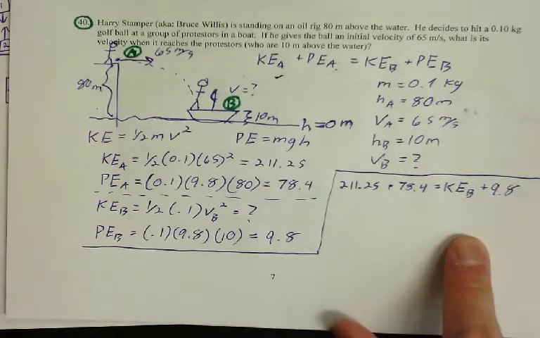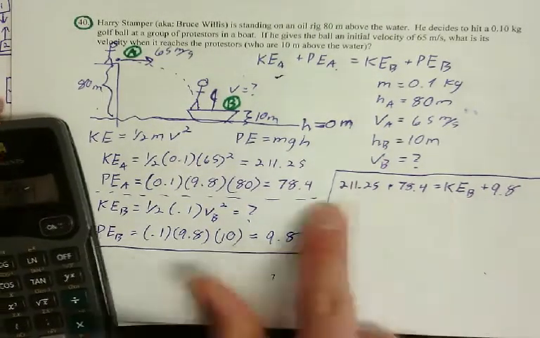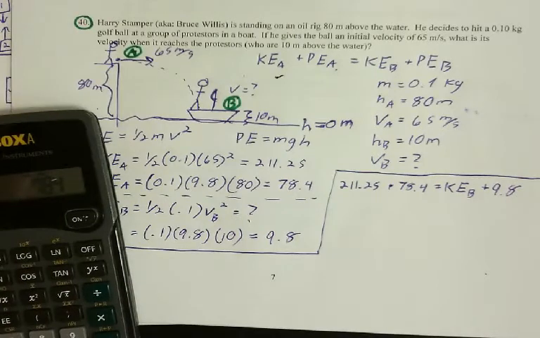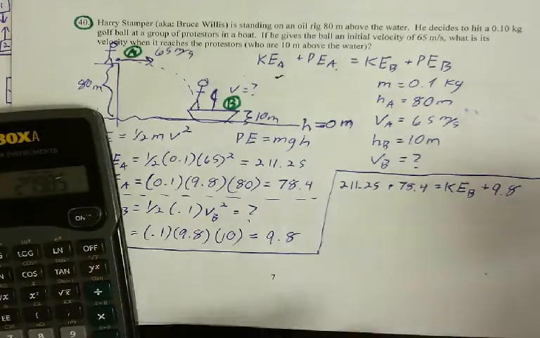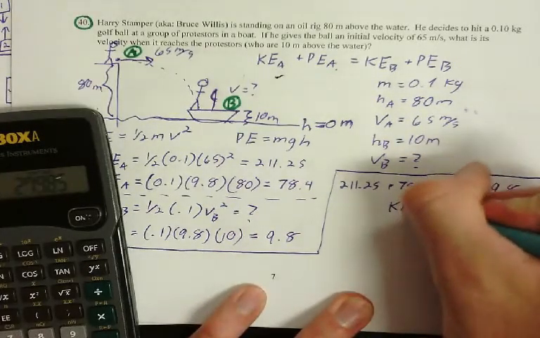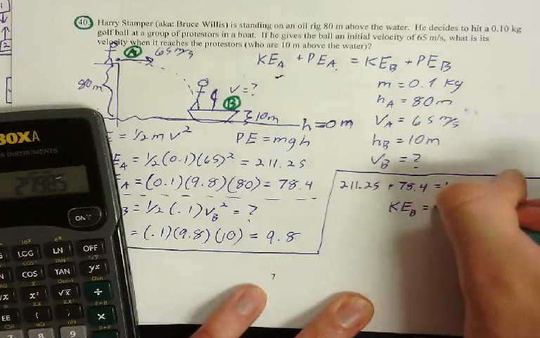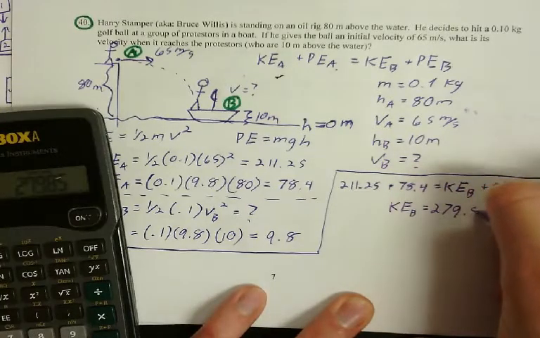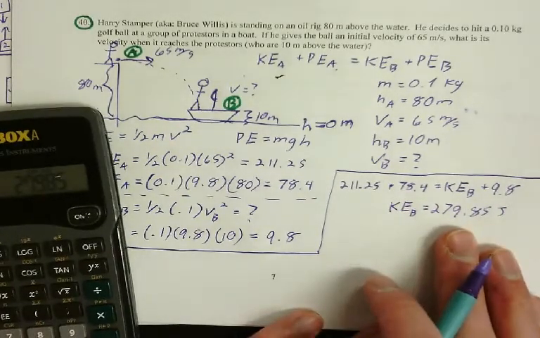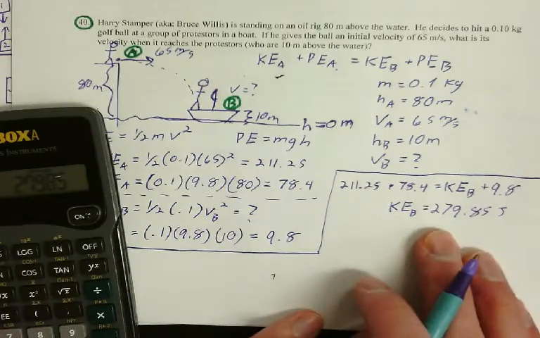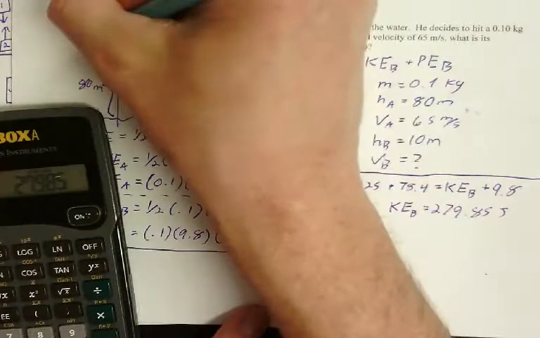So to get kinetic at B by itself, we're going to subtract the 9.8 over and add those numbers up. So 78.4 plus 211.25, minus 9.8 gives me 279.85. Now, that's not the final answer yet. Okay? That's not the final answer because that's the kinetic, and I asked for what's the velocity.